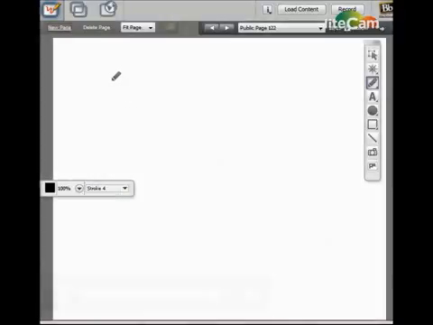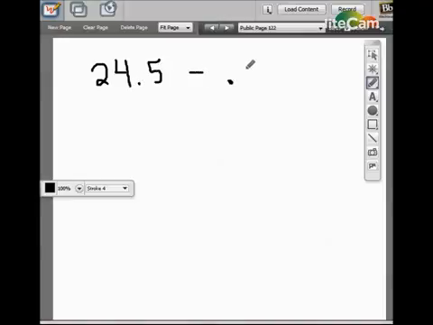Today we are going to learn how to rewrite numbers with decimal points in them, line up those decimal points, and then add or subtract them. So if I had the number 24.5, or 24 and 5/10, take away 2/10, I have to rewrite these in the up-down way so that my decimal points line up.